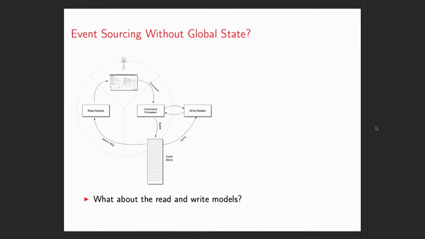So the application by itself didn't have any state at that time. If we now think about what I told you about event sourcing previously, there I said usually you have these read and write models in memory and you update them incrementally. And now the question was, how do we model this in our Node.js application?